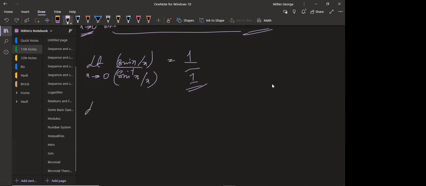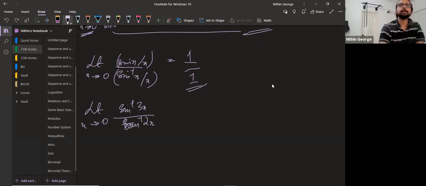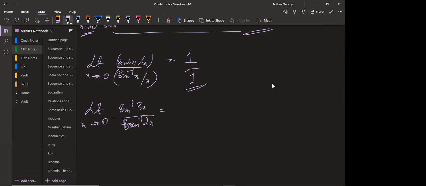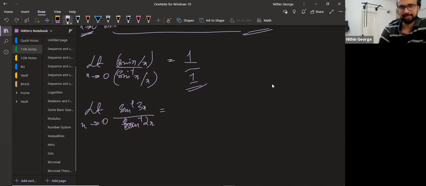Correct. Now, sin inverse 3x divided by tan inverse 2x will be... so you're looking to divide 3 by 2. Yeah, we'll find that out. Correct. I think it's correct.